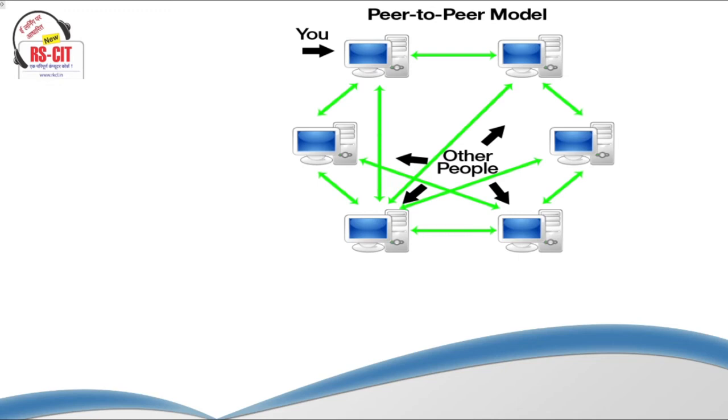Peers make a portion of their resources, such as processing power, disk storage, or network bandwidth, directly available to other network participants without the need for central coordination by servers or stable hosts. Peers are both suppliers and consumers of resources, in contrast to the traditional client-server model, where only servers supply, that is send, and clients consume, that is receive. Peer-to-peer networks are generally simpler, but their performance usually decreases under heavy load.